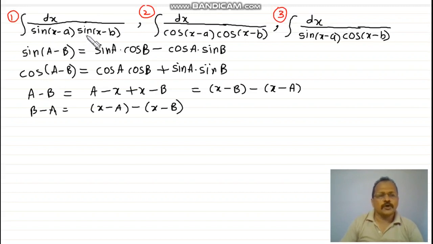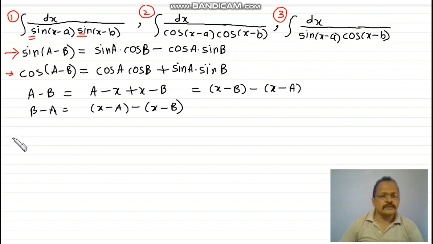For the first one, the denominator is a combination of sine and sine. If I use this cos formula, I will get cos cos plus sin sin, and I will not get the required thing in separate form. Therefore, for sin sin or for cos cos combination, I want this formula, sin(A minus B). And for sin cos combination, I want cos(A minus B), because in that case one cos term and one sin term I want to be cancelled.